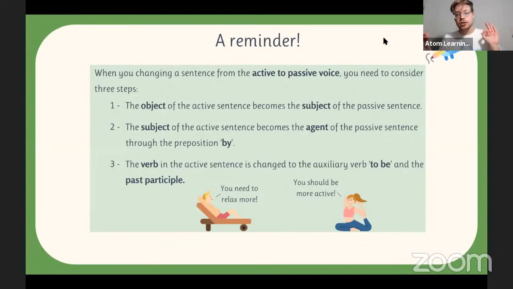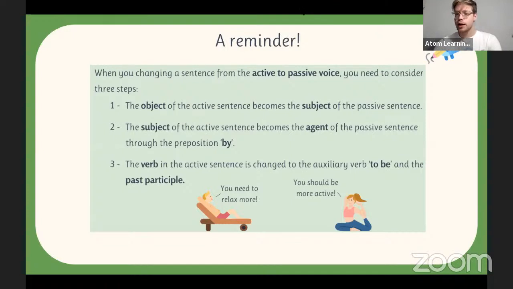The verb in the active sense is changed to the auxiliary verb of to be and the past participle. That is just a very fancy way of saying we need to add that extra auxiliary verb, which is a conjugation of to be. So Jono plays in the playground would change to the playground was being played in by Jono. So we've added the being in there, which is the form of to be, the auxiliary verb in the past tense. There we go. That was a journey, wasn't it?